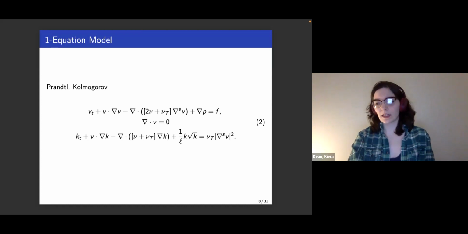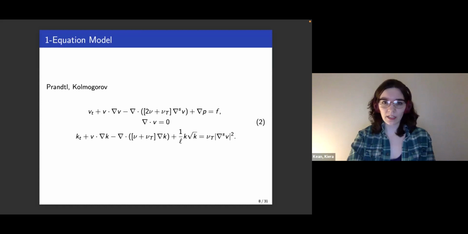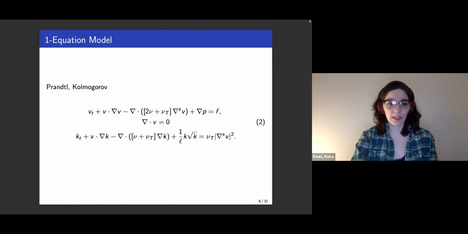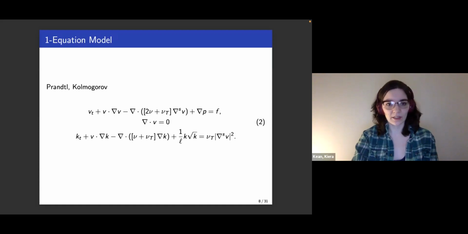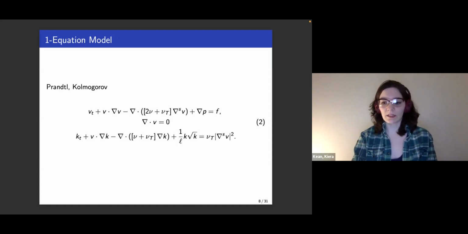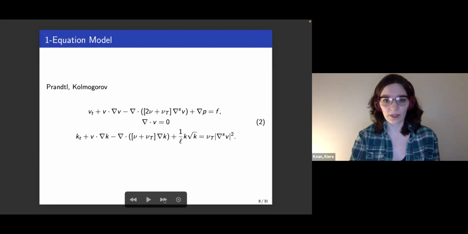So we have the V equation. Again, this models our average velocity. And then we have the K equation, which gives us our turbulent kinetic energy. And then we still, as I said, need to find a way to choose L.